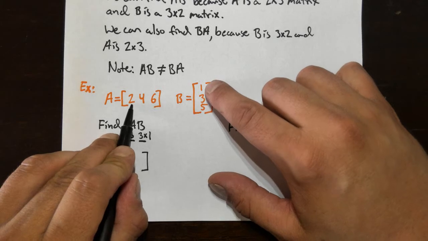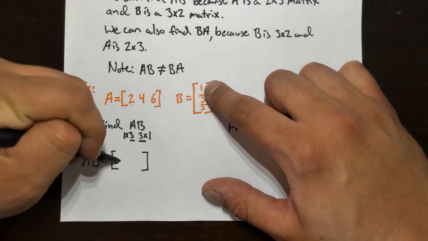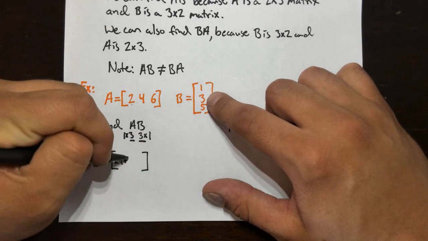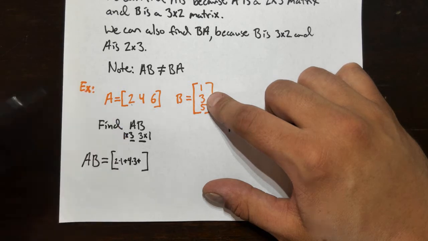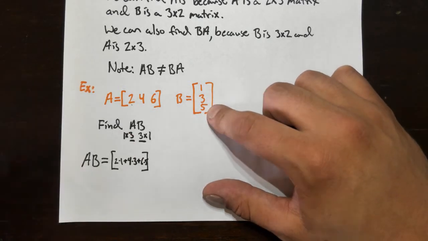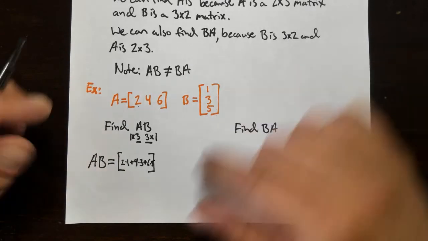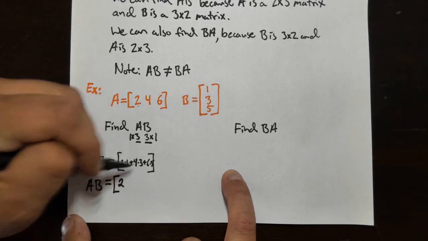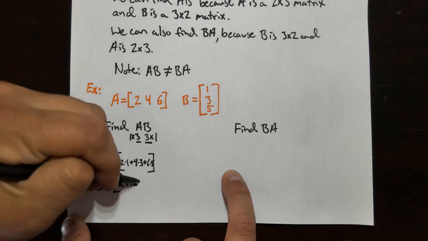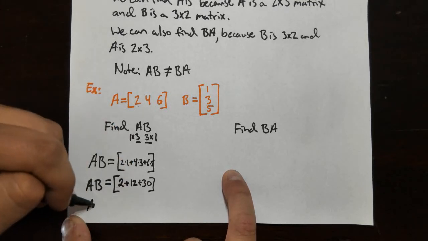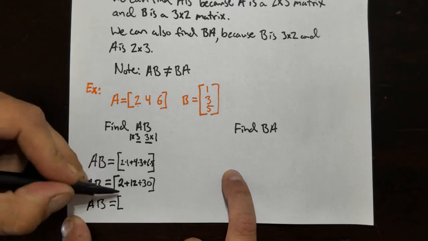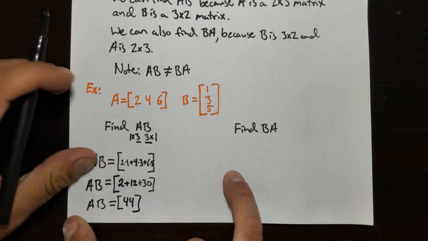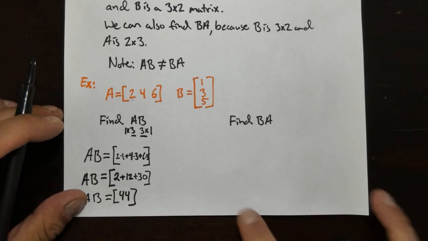We need to multiply 2 by 1, so 2 times 1. Then we need to multiply 4 times 3, so plus, we're adding together, 4 times 3, plus 6 times 5. So that's how we do it, and then we just simplify here. 2 times 1 is 2, 4 times 3 is 12, and 6 times 5 is 30. And then we add these together. So AB is going to be equal to what? 2 plus 12 is 14, plus 30 is 44. So AB is 44.